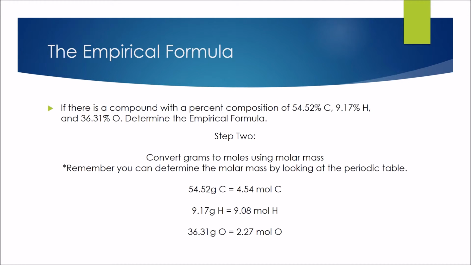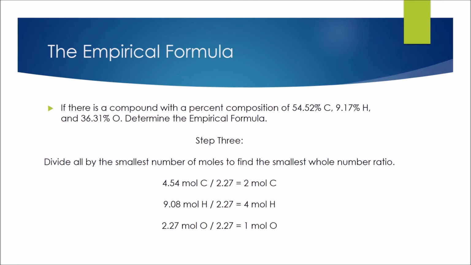Step 2. Convert grams to moles using molar mass. Remember that you can look at the molar mass by looking at the periodic table. That would give you 4.54 moles of carbon, 9.08 moles of hydrogen, 2.27 moles of oxygen. Step 3. Divide all by the smallest number of moles to find the smallest whole number ratio. That would give you 2 moles of carbon, 4 moles of hydrogen, and 1 mole of oxygen, because you would divide all of them by 2.27.